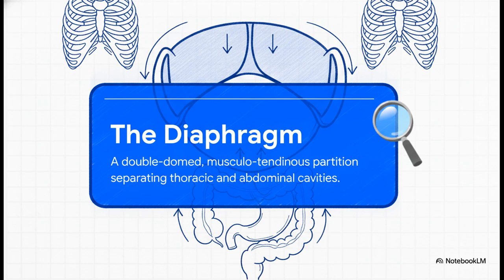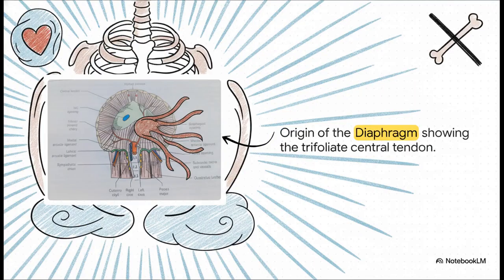If you picture it in your mind, it's convex superiorly, meaning it bulges up into the chest, and concave inferiorly, cupping the abdominal organs. Physiologically, this is your chief muscle of inspiration. And here's the key. When it contracts, it descends, but only the central part moves down. The outer edges remain completely fixed to your lower ribs. Notice that pale, sort of clover-shaped area right in the middle? That's the trifoliate central tendon.